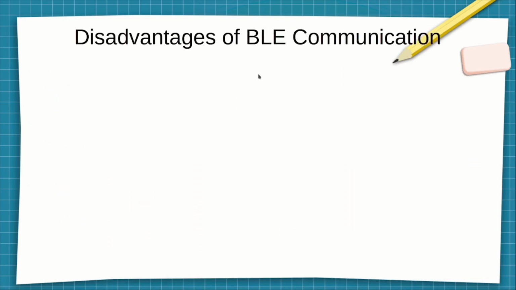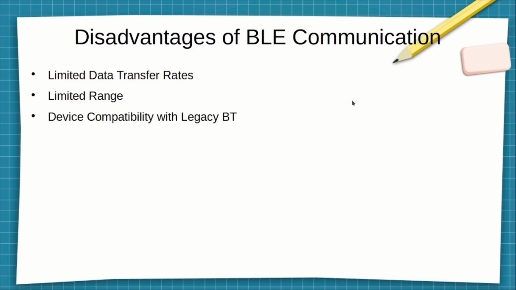However, there are some disadvantages of BLE communication. Let's take a look at some. First, we have limited data transfer rates, limited range. Again, this is going to be important if you are going to build a weather vane, for example, so keep that in mind. Device compatibility with legacy Bluetooth. This is only an issue if you're trying to use legacy Bluetooth.